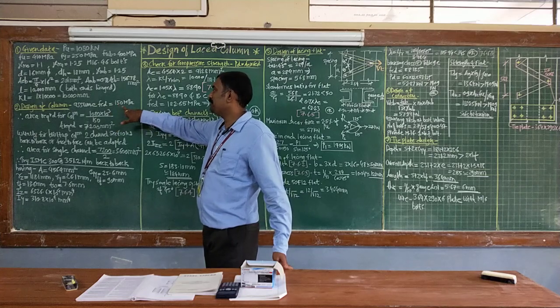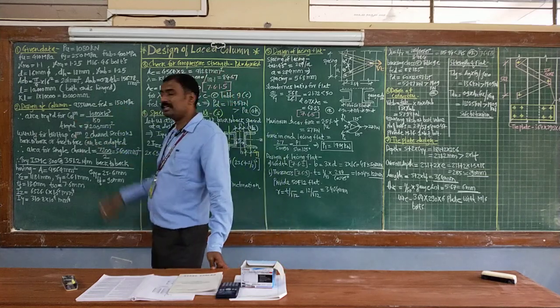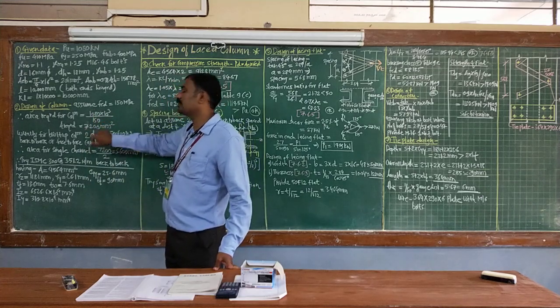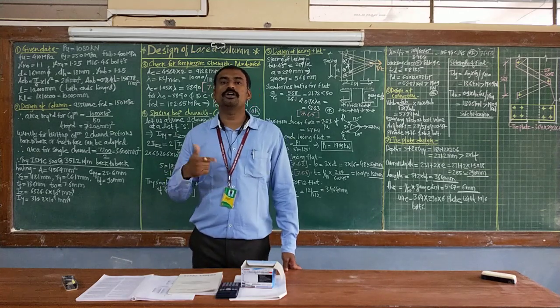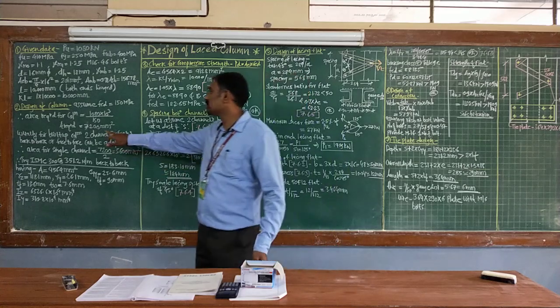Assuming 150 MPa as your design compressive strength, I am calculating the area required. Area will be total load divided by fcd, and that is equal to 7200 mm². So the cross-sectional area required to carry a load of 1080 kN is 7200 mm².